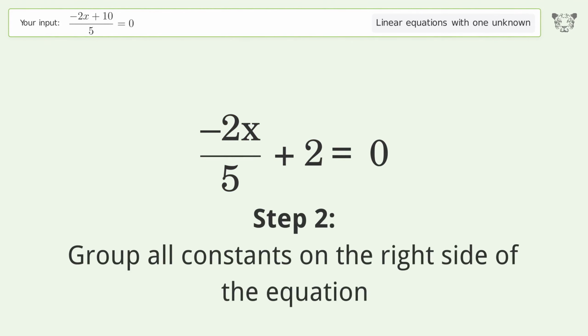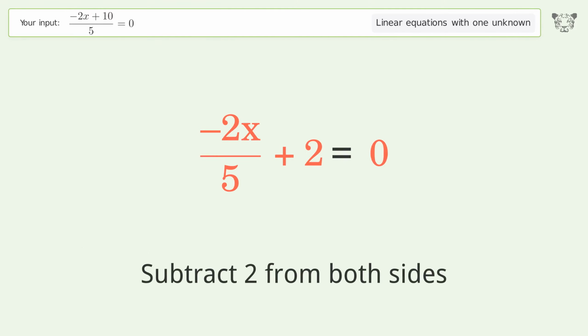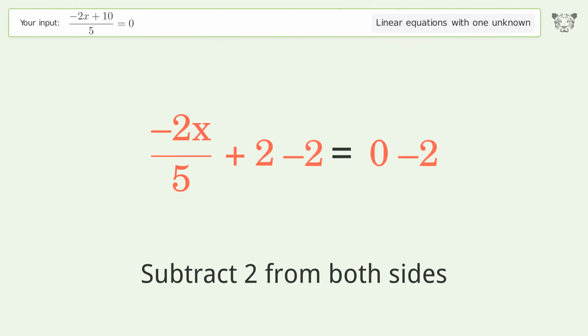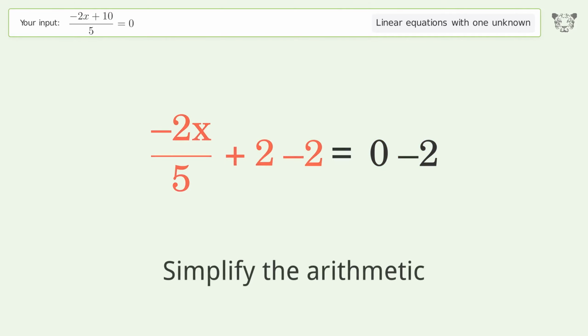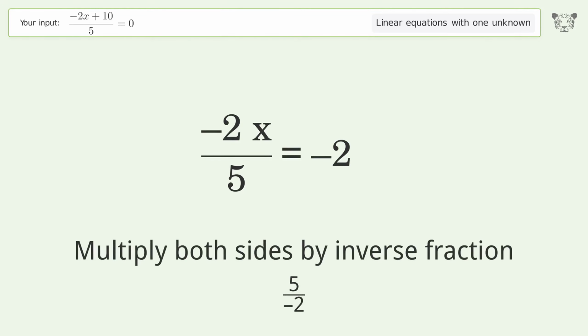Group all constants on the right side of the equation. Subtract 2 from both sides. Simplify the arithmetic. Isolate the x. Multiply both sides by inverse fraction 5 over -2.